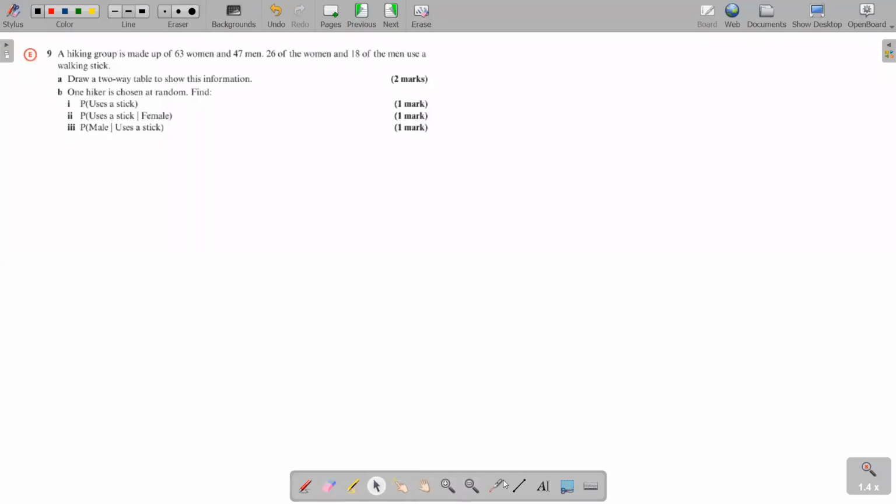All right guys, we'll move on to question number 9. A hiking group is made up of 63 women and 47 men. 26 of the women and 18 of the men use a walking stick. Draw a two-way table to show this information.